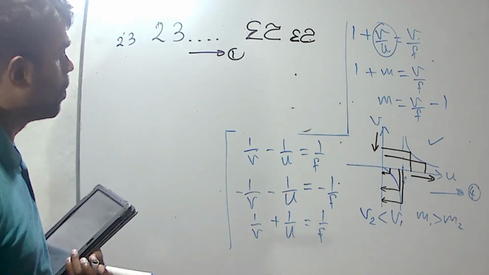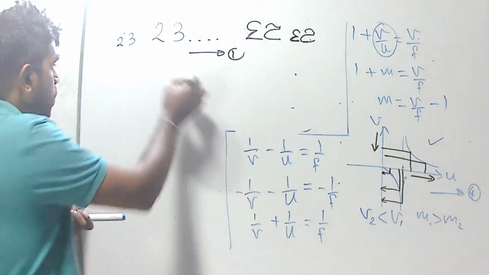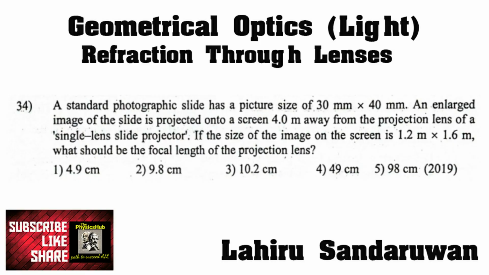Then increasing object distance. Then answer should be 1 for the question. A standard photographic size has a picture size 30 by 40 millimeters. An enlarged image of slide is projected into a screen 4 meters away from the projection lens of a single lens slide projector. If the size of image on the screen is 1.2 meters by 1.6 meters, what should be the focal length of the projection lens?